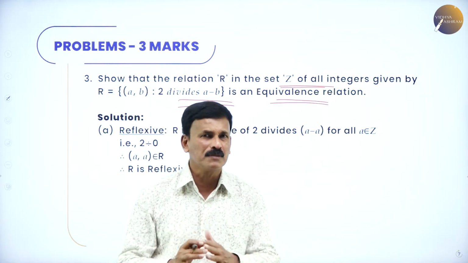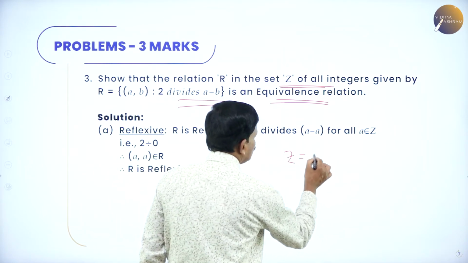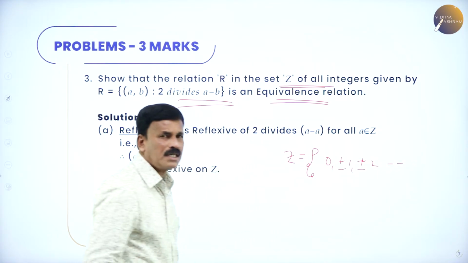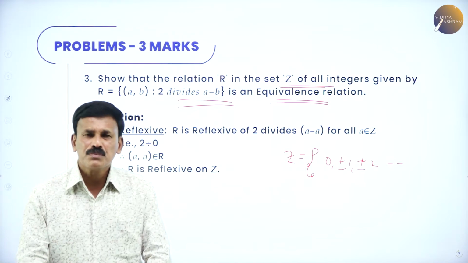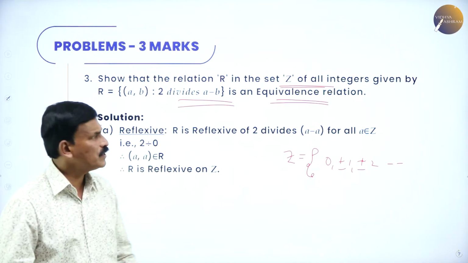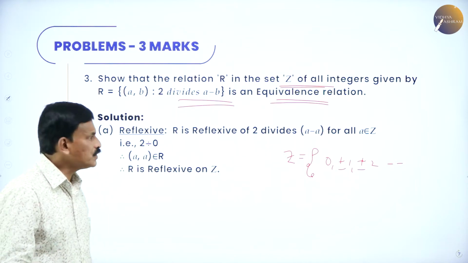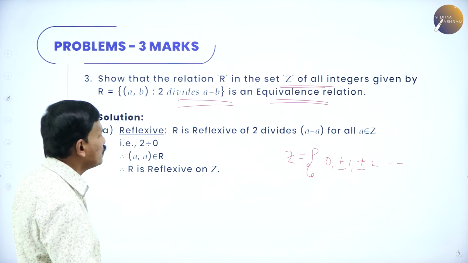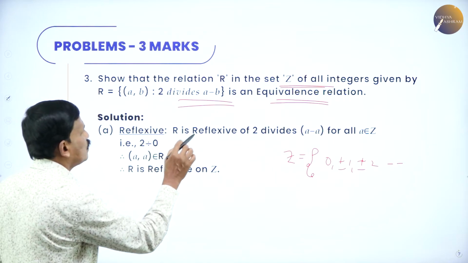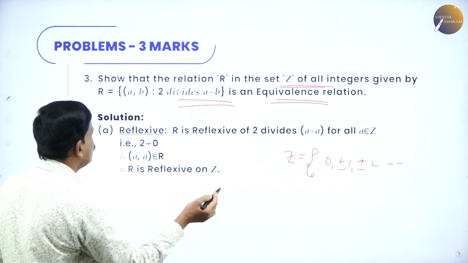This is a very simple problem. So you know Z is nothing but the set of integers. Set of integers means 0, plus or minus 1, plus or minus 2, etc. 0 is included in the set of integers. Definitely, what is this? 2 divides a minus b. If you divide by 2, then you are going to get an integer or not. That is to be verified here. So what is the condition? Show that the relation R in the set Z of all integers, given by (a, b) such that 2 divides a minus b, is an equivalence relation.